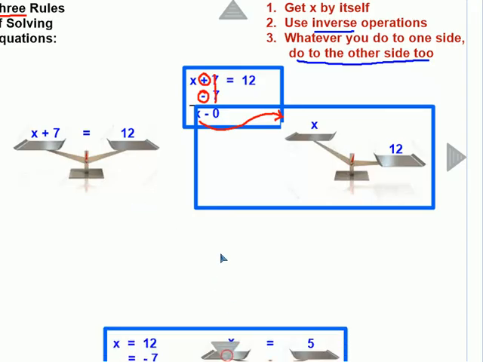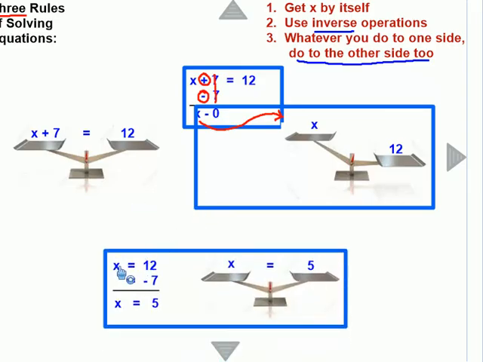So we take that same equation and we say x is equal to 12. And now we're going to subtract 7 from the other side. We subtracted 7 from the left side. We're going to subtract 7 from the right side, and that is going to give us x equal to 5. And now the equation is balanced again.